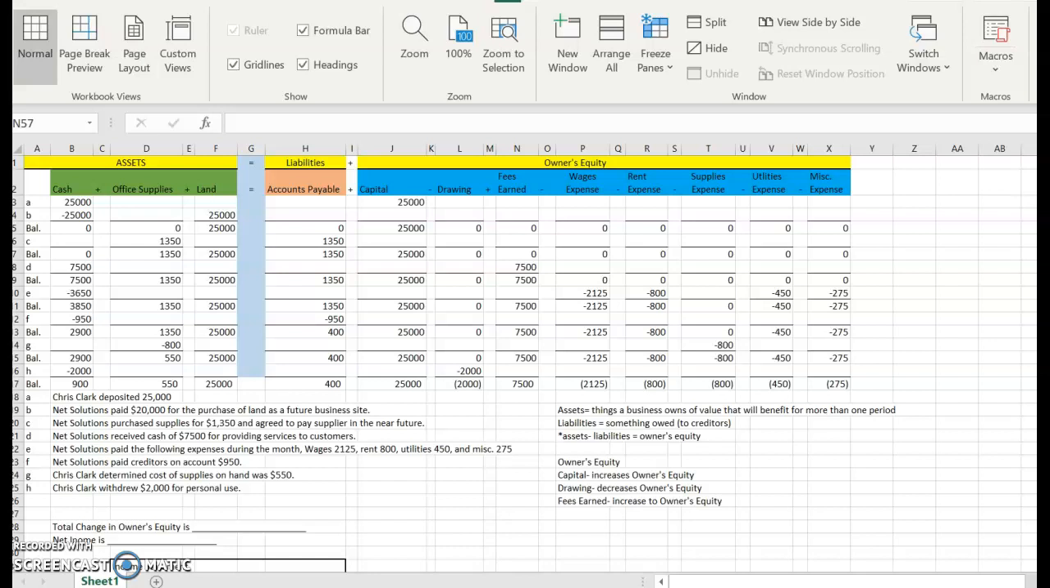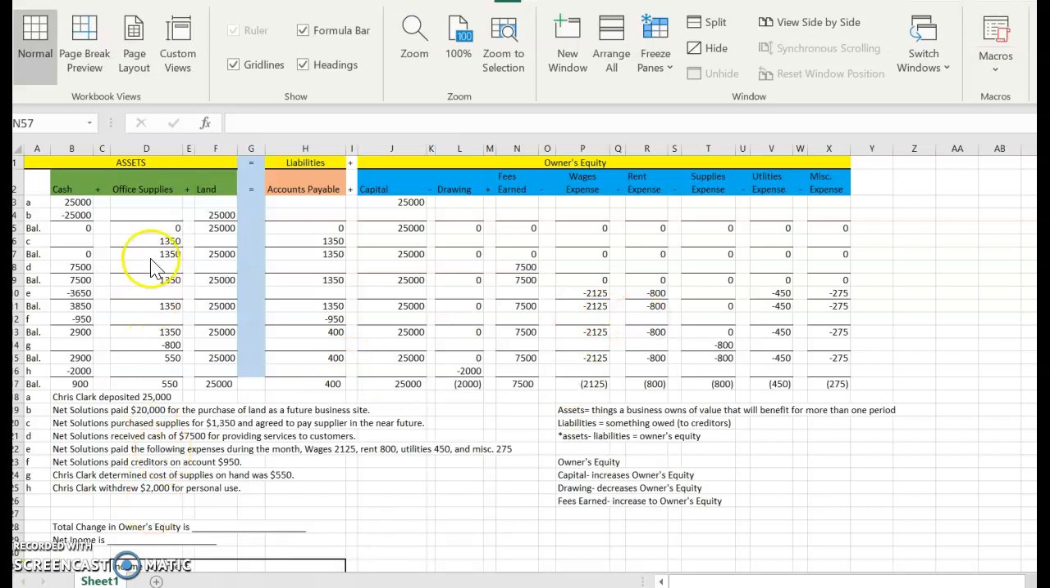Okay, in this video, we are going to use these transactions and the accounting equation to prepare the financial statements. This is the accounting equation: assets equal liability plus owner's equity, and A through H are your transactions, and every time you see the word BAL period, that is the balance of each account. So for example, cash has an ending balance of $900, office supplies has an ending balance of $550, and so forth.